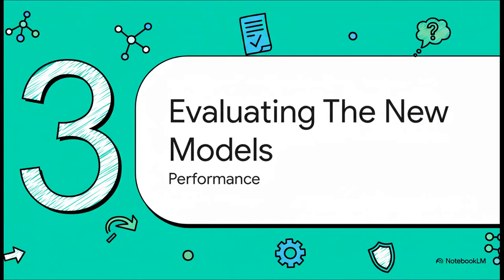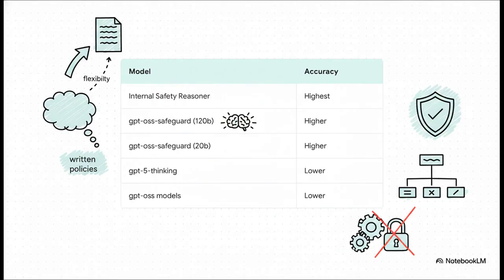So that brings us to performance. How are these models evaluated? The main internal evaluation was a multi-policy accuracy test. In this task, the model must correctly classify a piece of content under several different policies simultaneously. To be counted as correct, the classification had to match all golden labels for all policies for that specific input.